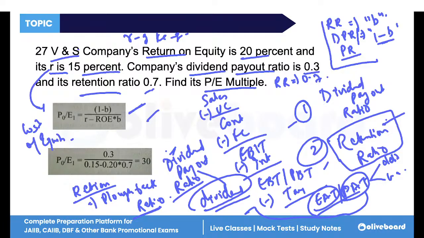R is the cost of equity, 0.15, minus return on equity 0.20, ROE, into B. B is your retention ratio, 0.7. So if you calculate, you will get the PE multiple, which is 30. And this multiple we will use for purchasing the company which we want to purchase.